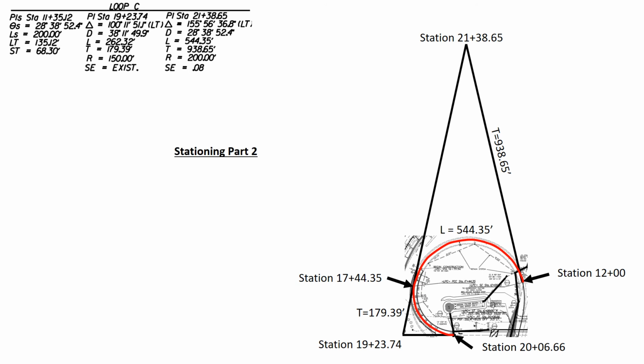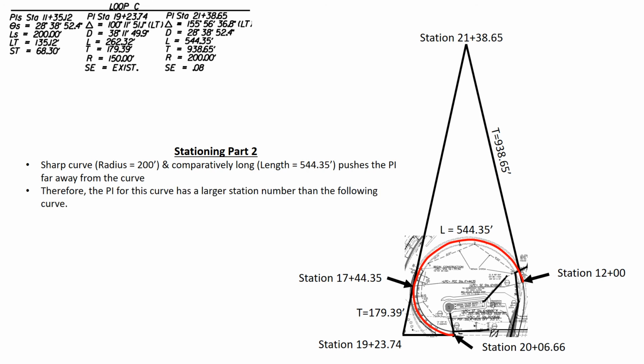So summarizing what we see in the stationing example and why our first curve has a larger station value than our second curve. We had this sharp curve as part of the loop with a radius of 200 feet, and it's comparatively long given the sharpness of the curve, with a length of 544.35 feet. That pushes the point of intersection far away from the curve, and therefore the PI for the curve has a larger station than the following curve.